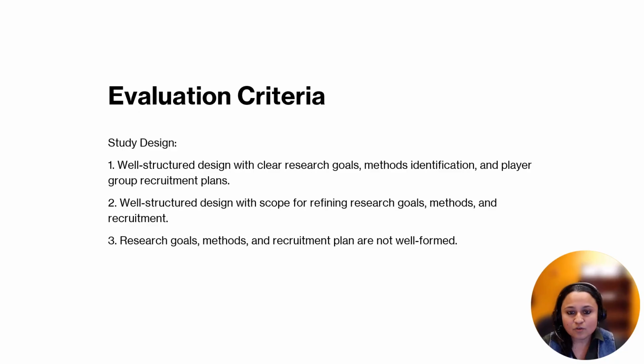So I'll just go through quickly the evaluation criteria. Here is the rubric where the first one is on the study design. So asking questions about how well structured the design was in terms of the clarity of the research goals, whether the methods were identified well, and do they have a plan for player group recruitment for this study.